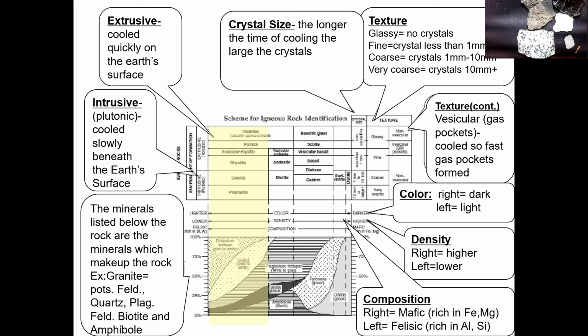Granite, rhyolite, vesicular rhyolite, pegmatite, and obsidian and pumice. What do you notice about those and the minerals in them? No, they're not all extrusive, because obsidian, pumice, and rhyolite and vesicular rhyolite are extrusive, but granite and pegmatite are intrusive. They share common minerals. In fact, they have the same minerals. Vesicular rhyolite, rhyolite, granite, and pegmatite are made of the exact same minerals. They all have potassium feldspar, quartz, plagioclase feldspar, biotite, and amphibole in them.